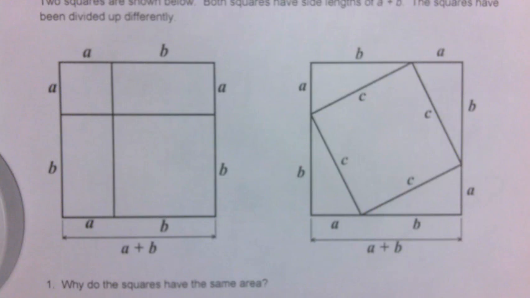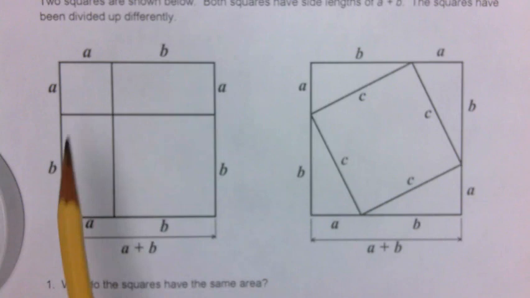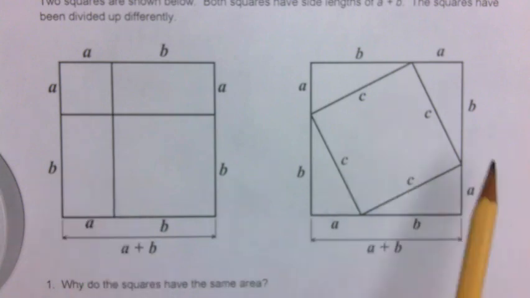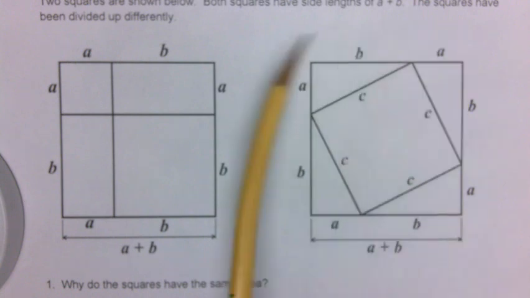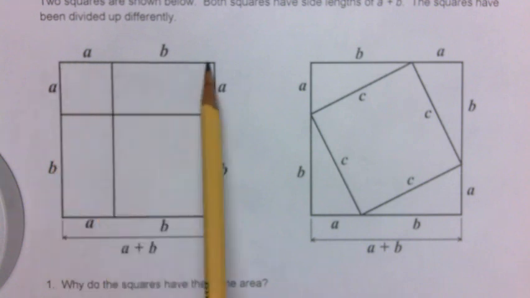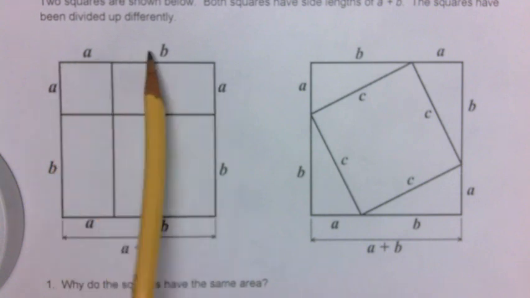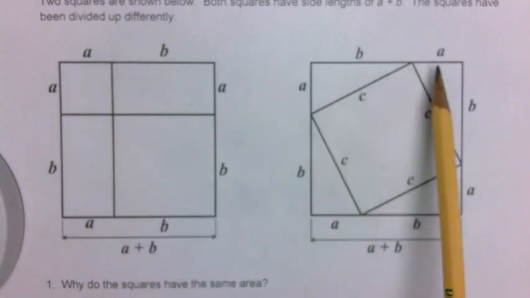In our lesson today, we're going to have an activity that looks at the areas of two different squares. I've got a square here on the left side and a square here on the right side. Both squares have side lengths of a plus b, but the squares have been divided up differently. To get each edge of this square, I would have to add a and b together. And same thing over here with this square. So the side length of each square is going to be a plus b.